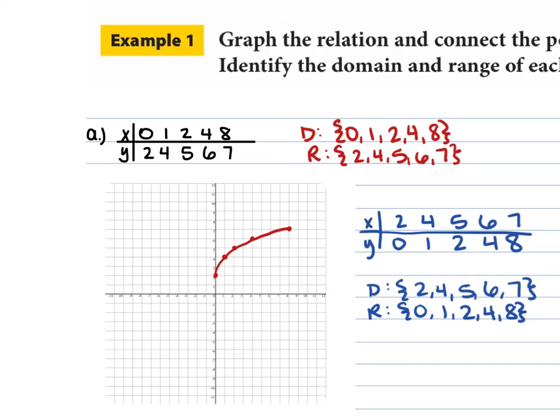To plot these points, we have (2, 0), then we have (4, 1), (5, 2), (6, 4), and (7, 8). So that's going to be these points here. I can actually do this a little bit better. There we go. You'll realize that if you were to take a line straight through the middle of these, they would mirror each other. In this case, they do, so we know that our graphing is correct.